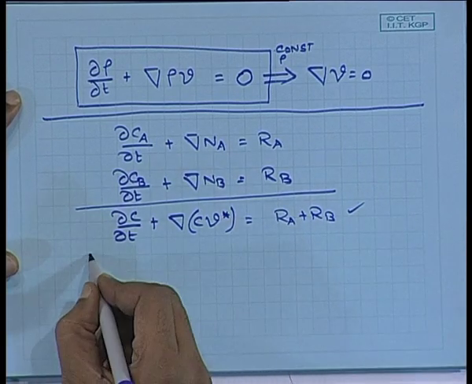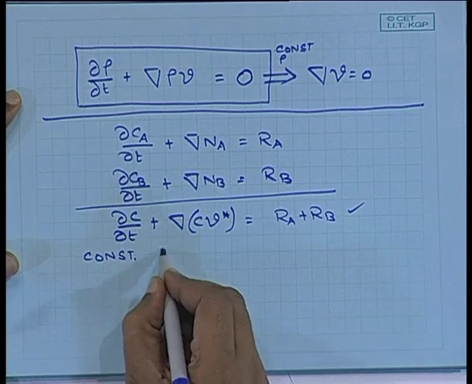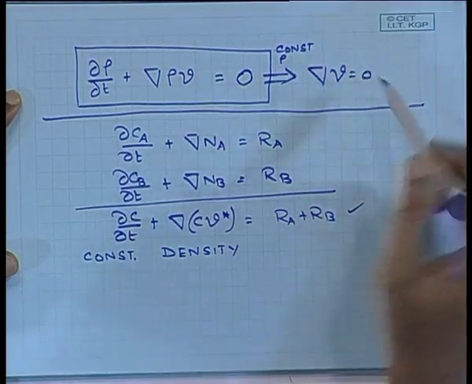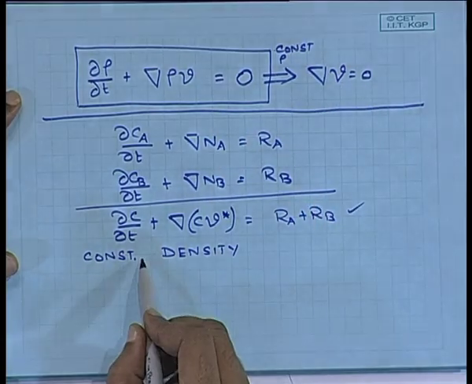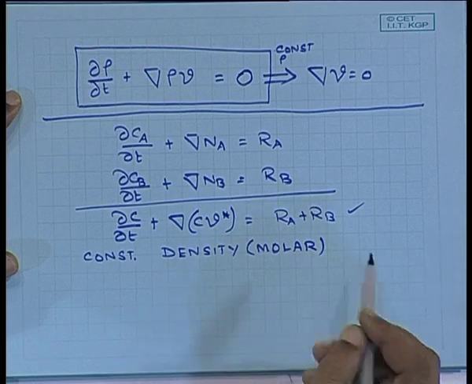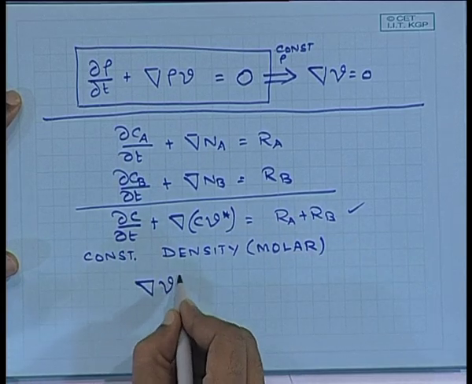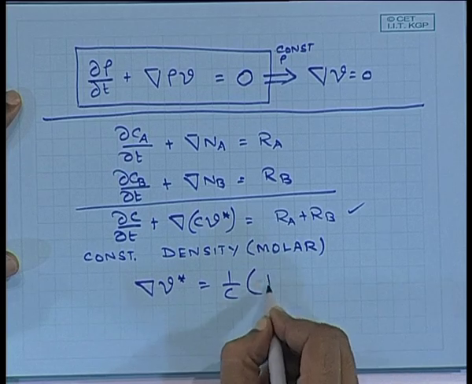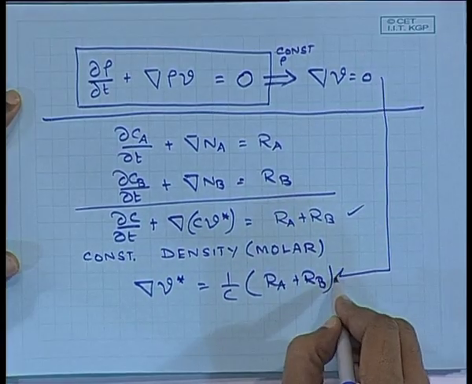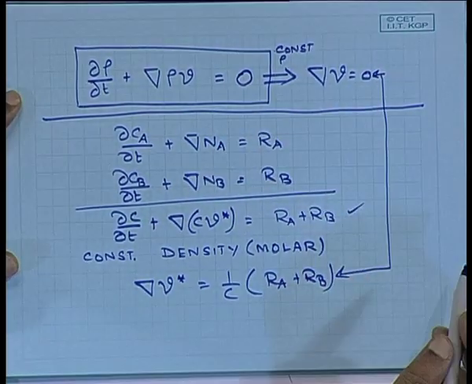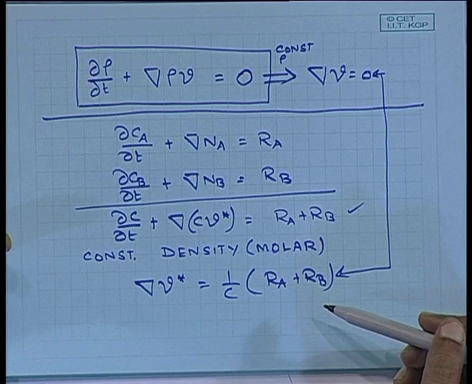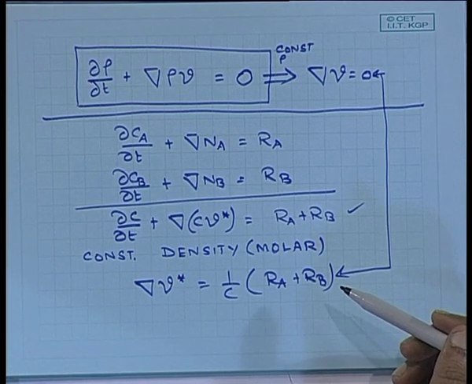So, if it is a case of constant density, the constant mass density here gave me divergence V equal to 0. This density, when I write it this way, is molar density. So, if it is a constant molar density, what would be the form of this? It would be divergence V star equals 1 by C times R_A plus R_B. So, this is the difference between these two equations when I express it in mass terms and in molar terms, and we can appreciate why, the concept remaining the same, the form is slightly different.